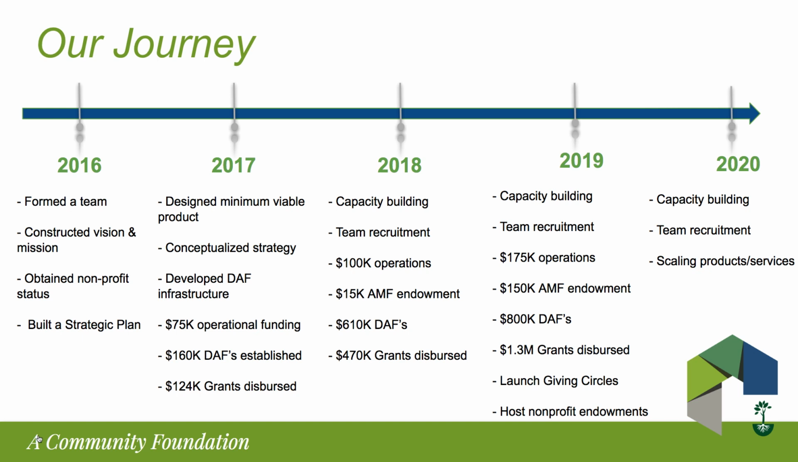We were able to raise more funds in our operations. We were able to raise more funds in our endowment. We received more funding, restricted funding for our donor advised funds. And in 2019, we gave a total cumulative amount of $1.3 million in grants. And then we started offering what are called giving circles and hosting nonprofit endowments as well.